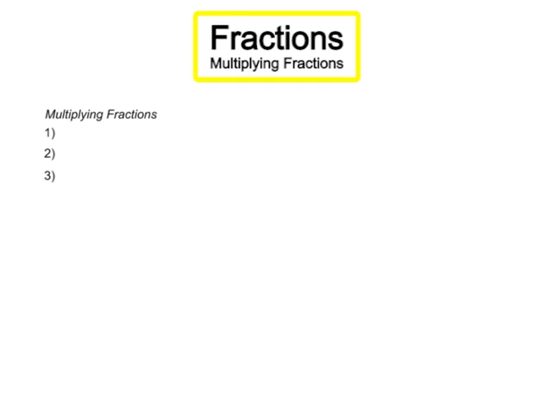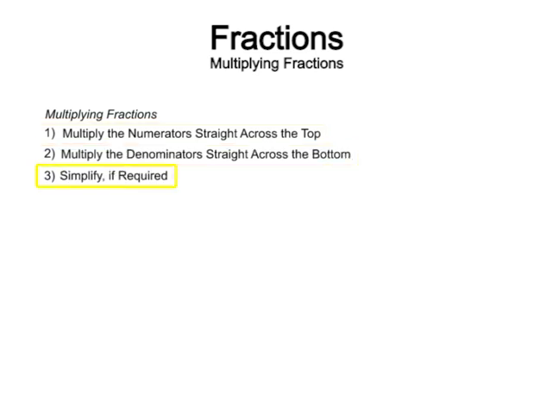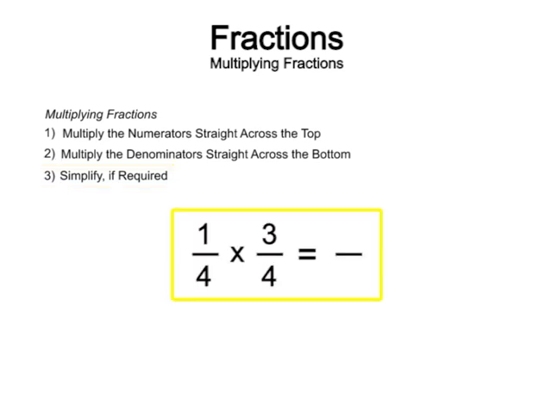There are 3 simple steps for multiplying fractions. Multiply the numerators, multiply the denominators, and simplify if needed. Let's work the problem. 1/4 times 3/4.